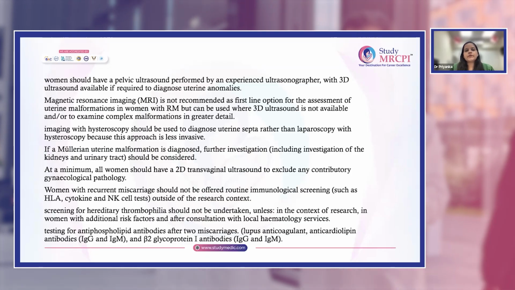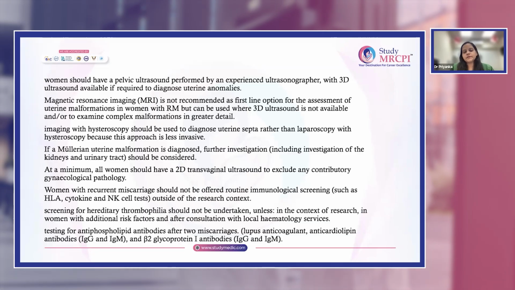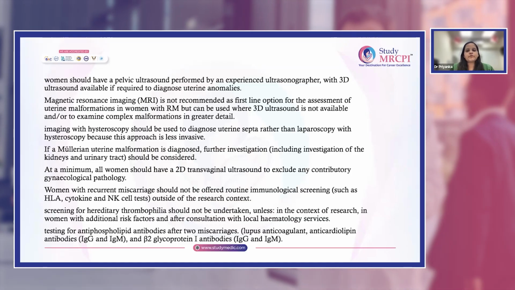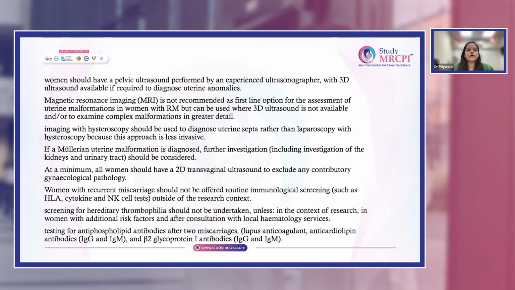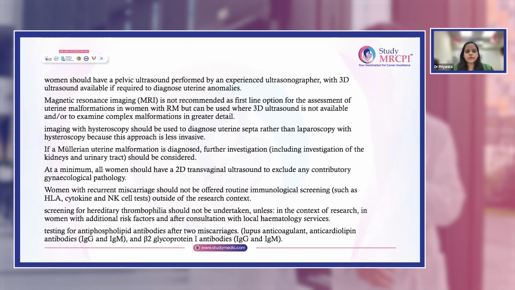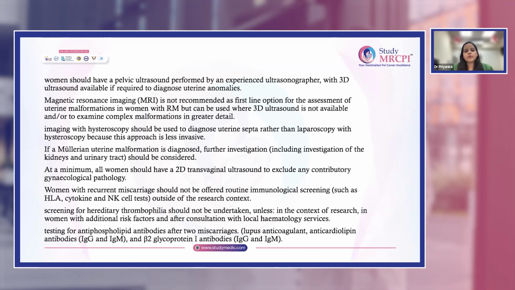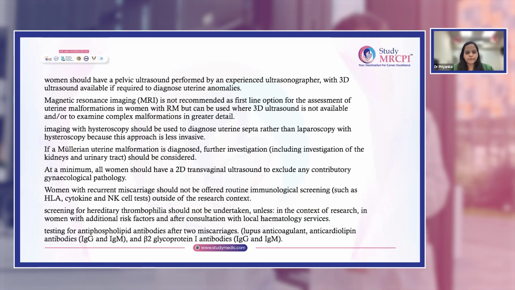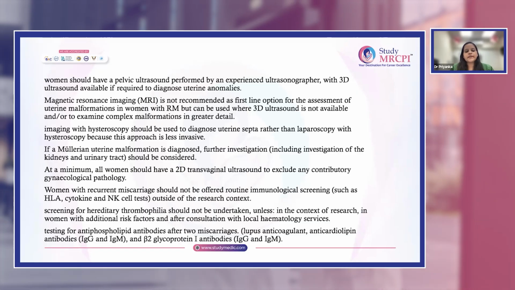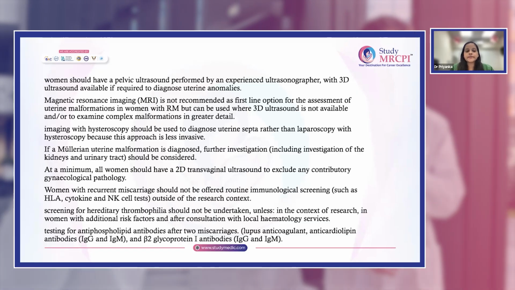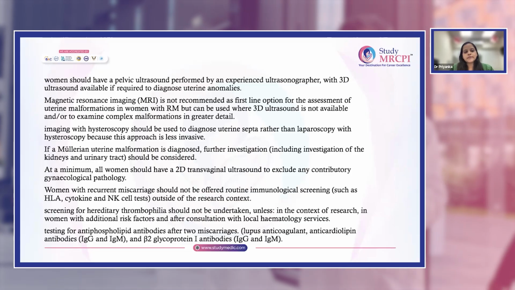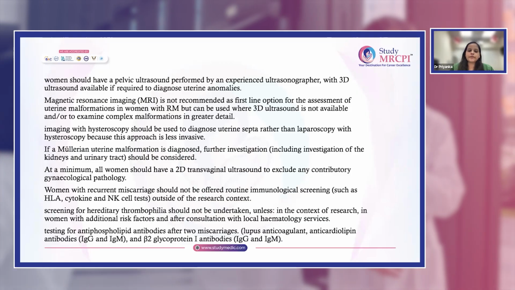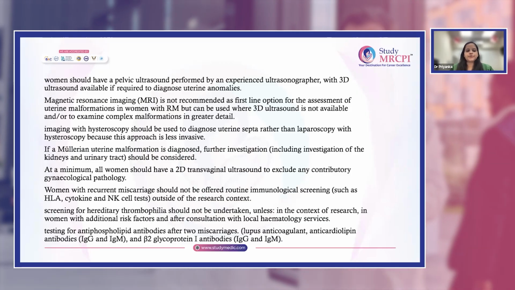Hysteroscopy we can consider when there is a suspicion of a uterine septum. It is preferred over doing laparoscopy with hysteroscopy. And if there is any suspicion of Mullerian anomaly, then a scan of the abdomen and pelvis to look for anomalies of the kidneys and urinary tract should also be done. Other investigations like hereditary thrombophilia testing, or NK cells or immunological testing, are usually not recommended in case of recurrent miscarriage.